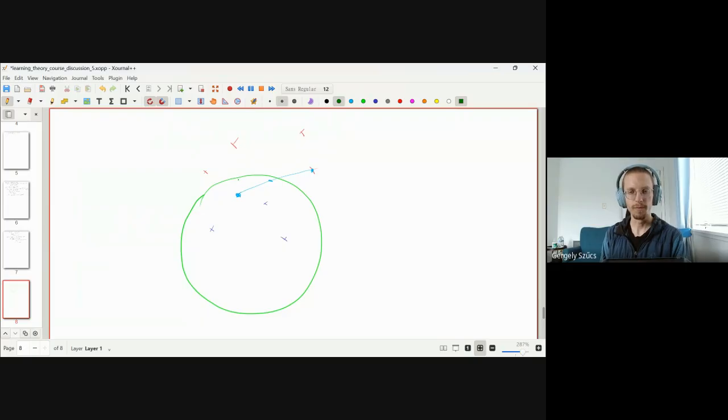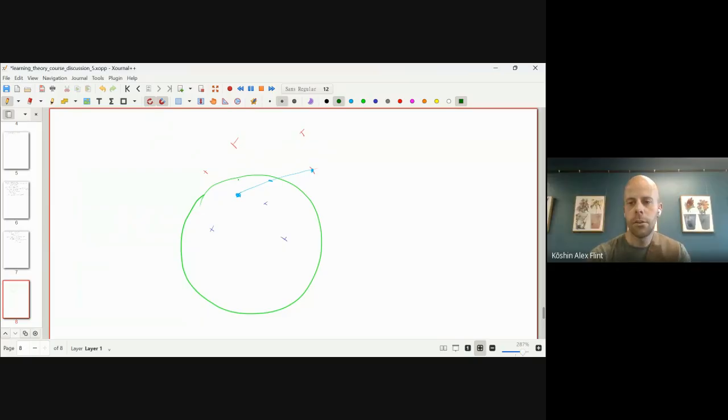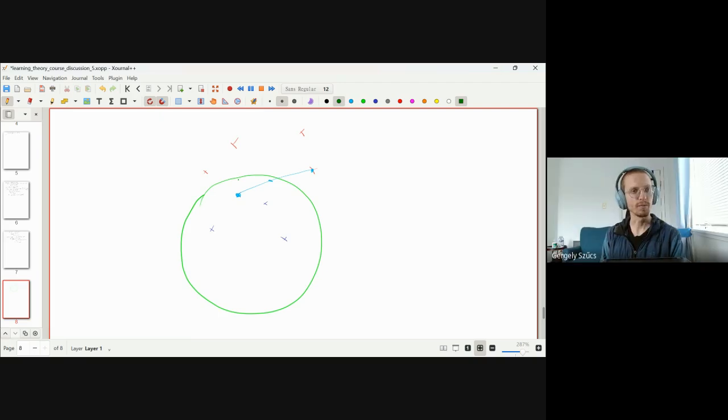Thank you. Oh, I have a question about this question as well. What if your density, what if your measure only produces points with y equals 0? Right, so you only get negative examples.